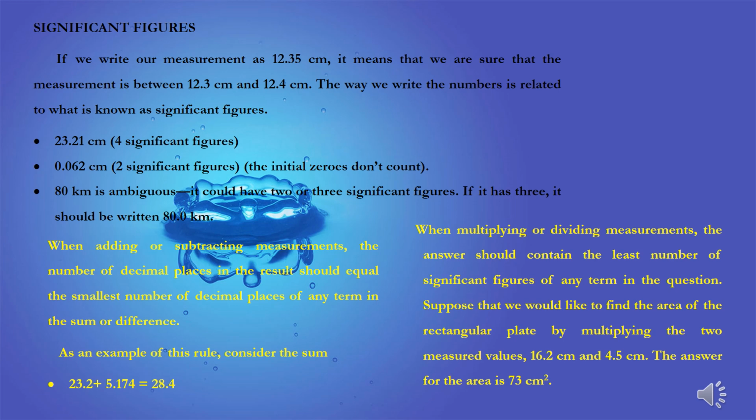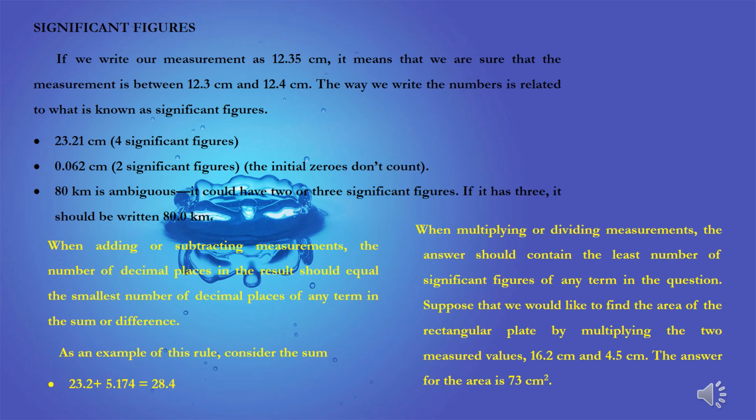23.21 centimeter has 4 significant figures. 0.062 centimeter has two significant figures where the initial zeros don't count. 80 kilometer is ambiguous. It could have two or three significant figures. If it has three significant figures, then we should write it as 80.0 kilometer.